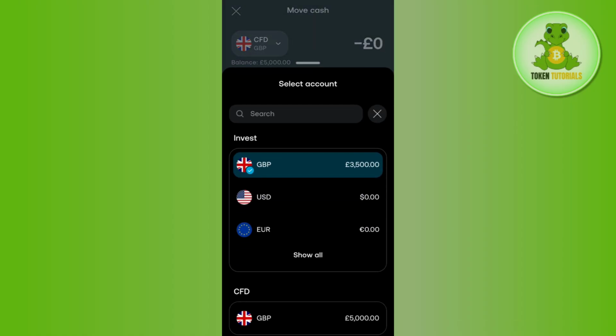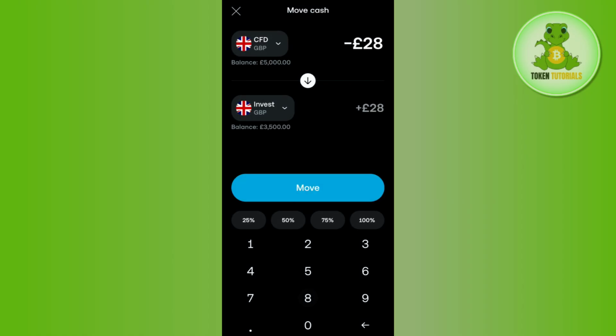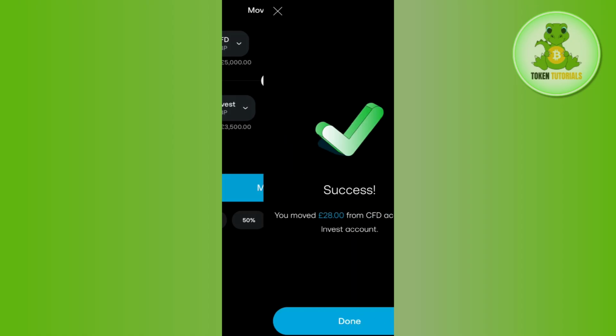The transfer will usually complete immediately and there are no FX fees for moving money between your Trading 212 accounts. So over here you just have to simply enter the amount and then tap on the option of move.